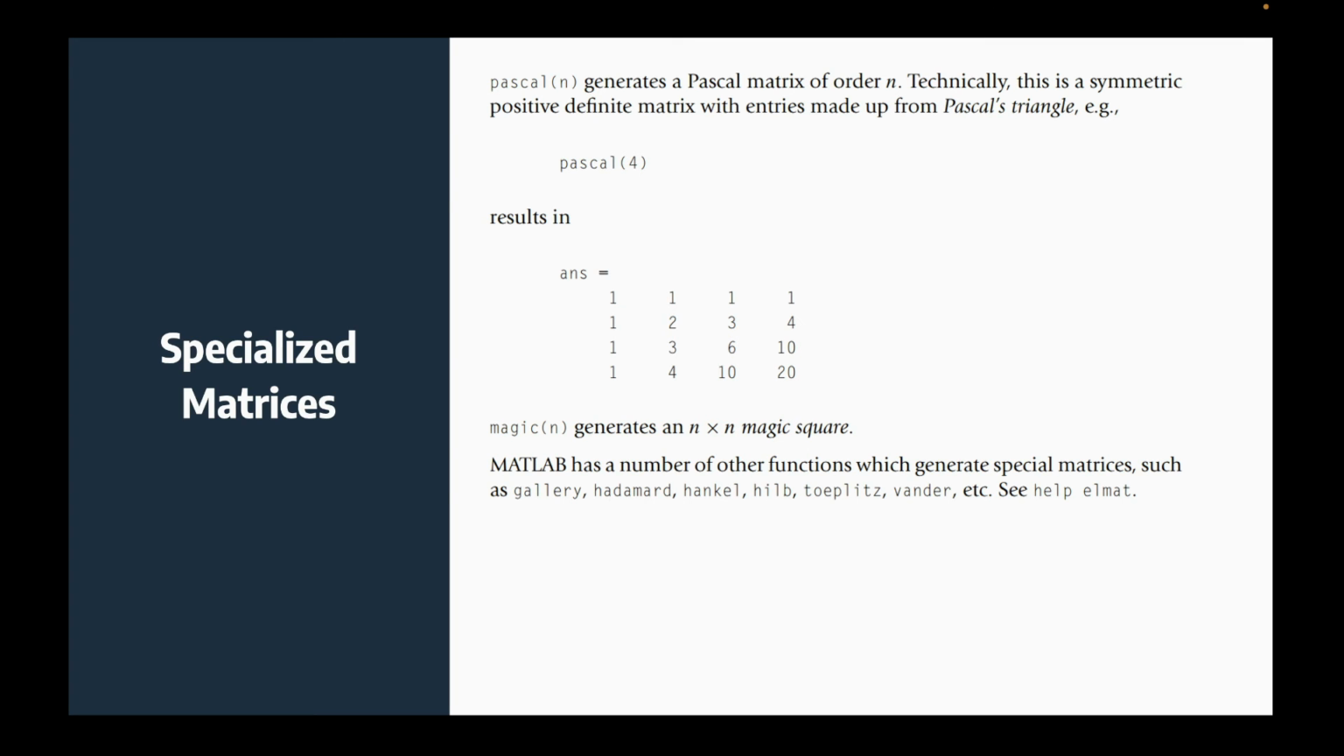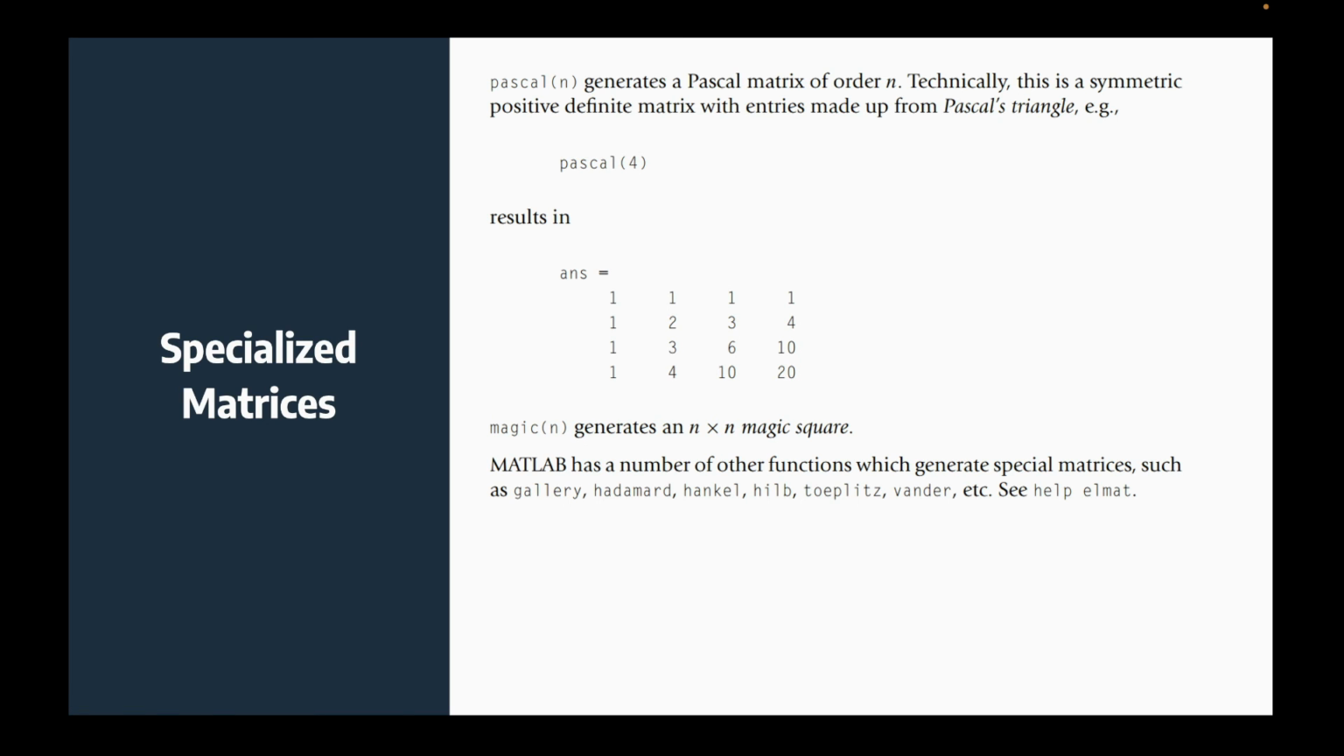Now you can use the function pascal of n. That will generate for you a Pascal matrix of order n. That would give you a symmetric, positive definite matrix, with the entries made up from Pascal's triangle, if you have ever heard of that. So if you say pascal of 4, that's going to give you the Pascal matrix of order 4. We talked before about magic of n. That's another function that will give you a magic square.